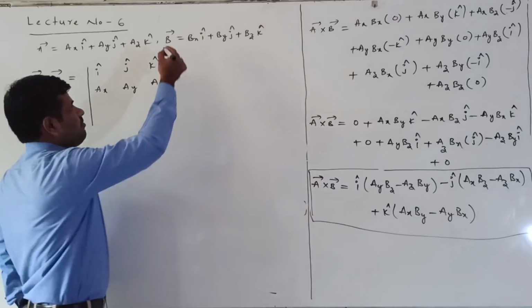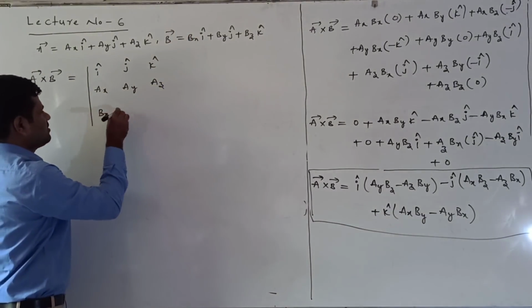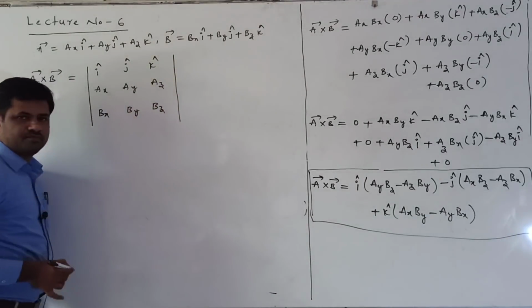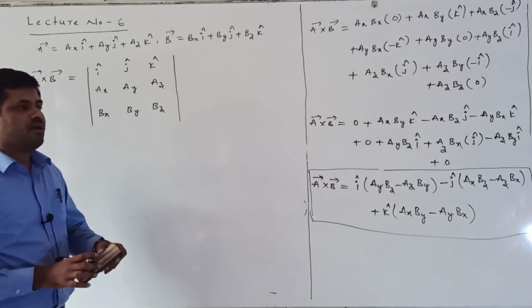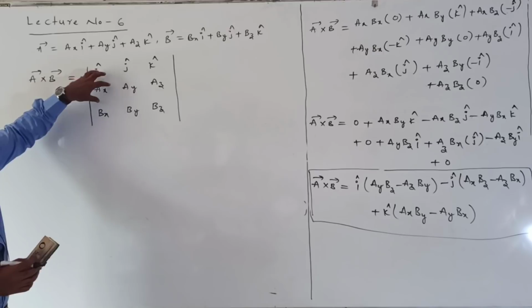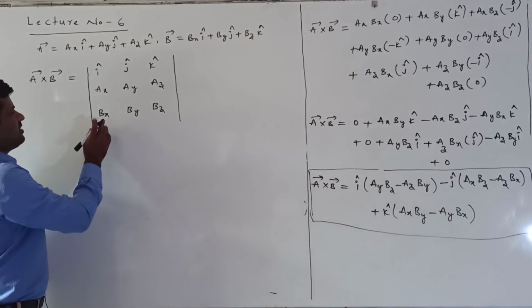Now the coefficients in the B bar we can also write here. What are the coefficients? Bx, By, Bz. That is what we write in the B bar. Clear up to this one? These are the coefficients in the A bar, and these are the coefficients in the B bar. This is written in the A vector, and this is written in the B vector.